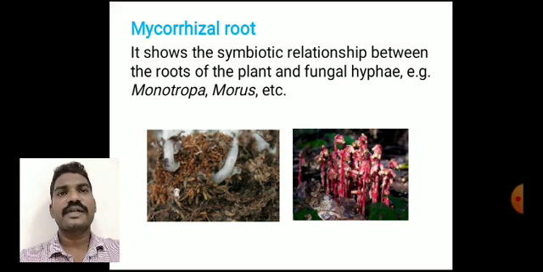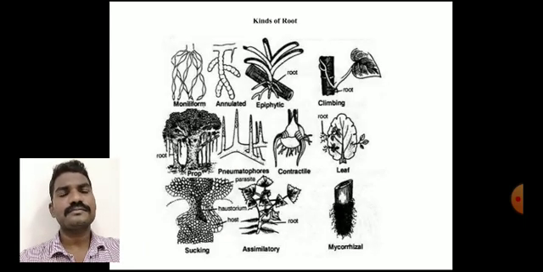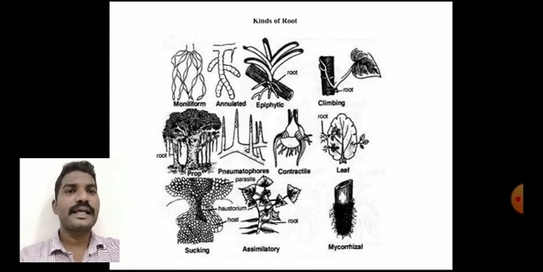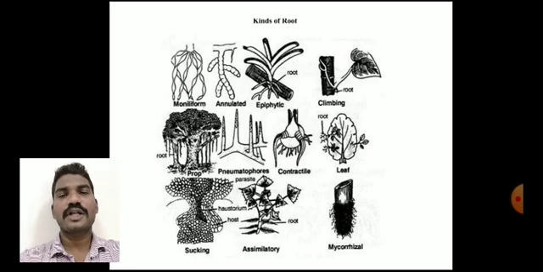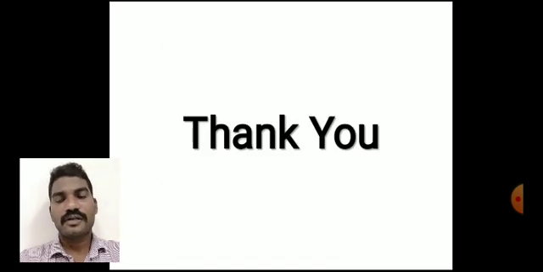And another one is a mycorrhizal root. It shows a symbiotic relationship between root and fungal hyphae for nitrogen fixation and other functions. Monotropa and Morus are common plants having mycorrhizal roots. These are the adventitious root modifications: moniliform, annulated, epiphytic, climbing, pneumatophores, contractile, etc. This is regarding root and root modifications, especially taproot and adventitious root modifications. Thank you for watching this video.